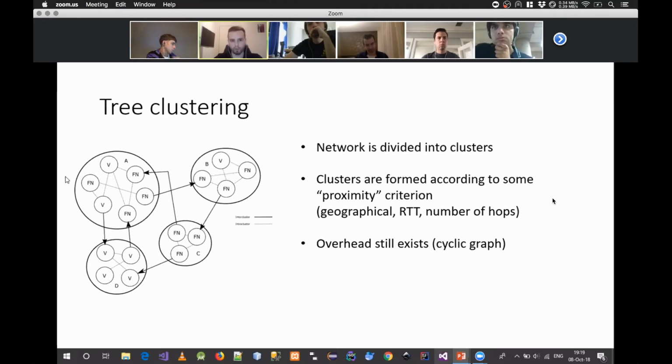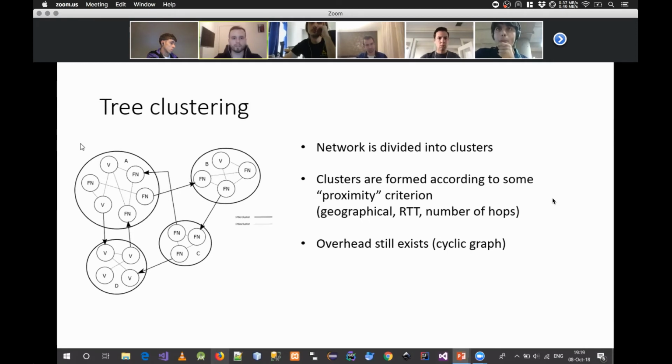We will also, in order to explain the tree clustering approach, introduce two types of links: intercluster links and intra-cluster links. Intercluster links are links between nodes in different clusters, whereas intra-cluster links are links between nodes in the same cluster. Okay, so far we've seen that by clustering nodes in the network, we reduce the latency.